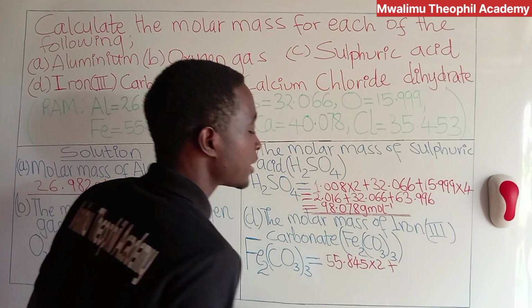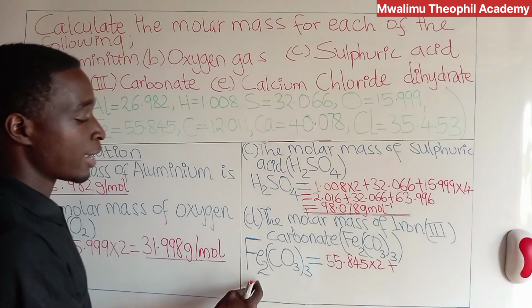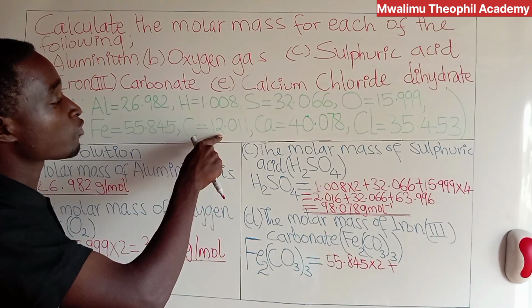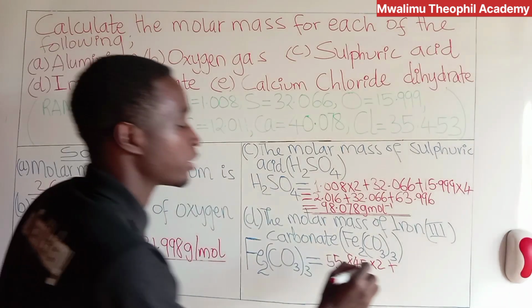We add the value obtained with, here we have carbon. The relative atomic mass of carbon is 12.011.